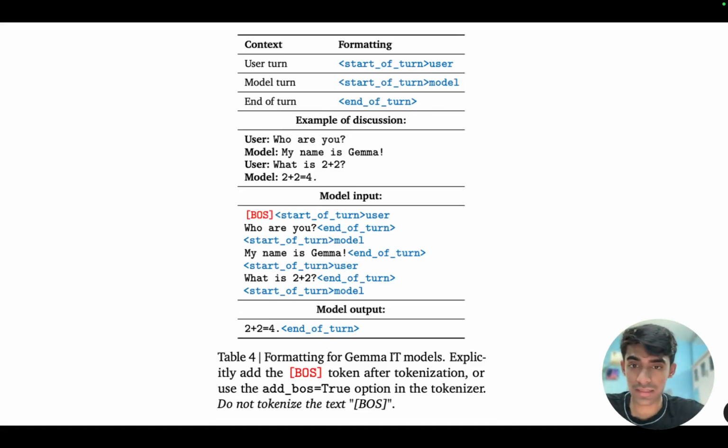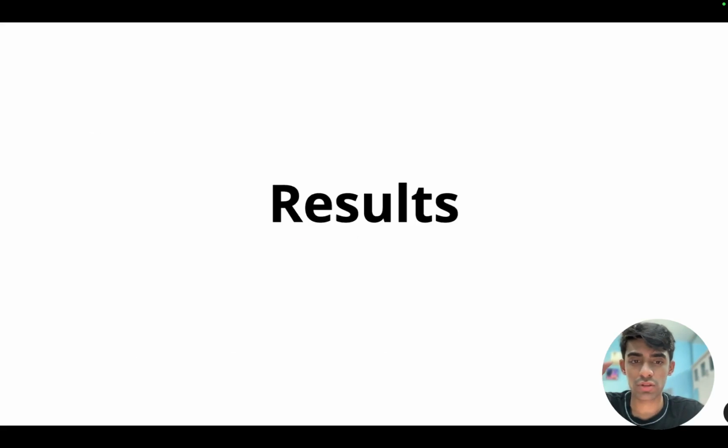So this is an example, right? You see here the BOS token, and then we have everything. Start of turn user, who are you? Similarly, model, my name is Gemma, what is 2 plus 2? 2 plus 2 is equal to 4, something like that, right? So this is really very important. Now, BOS token, I think we have discussed.